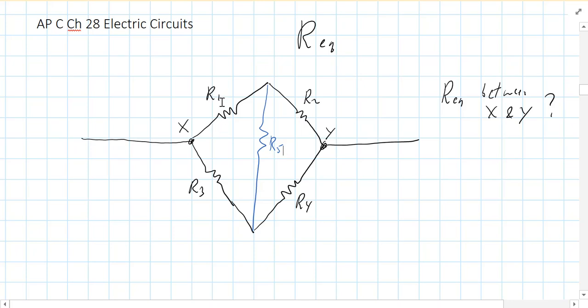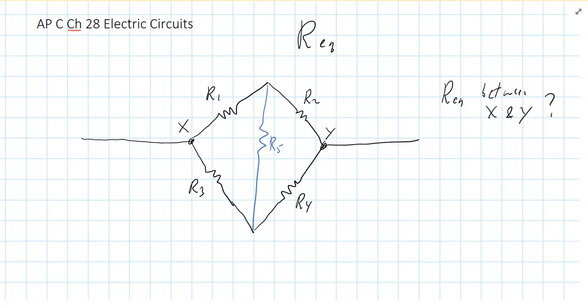And then, for instance, R1 and R3 are not parallel either. If you go through R1, you end up there. If you go through R3, you end up down there. Since you're not ending up in the exact same place, they're not parallel. So in this case, nothing in this circuit now is series or parallel. So I guess we're stuck and we can't find REQ. Well, that's a lie. You can find REQ.